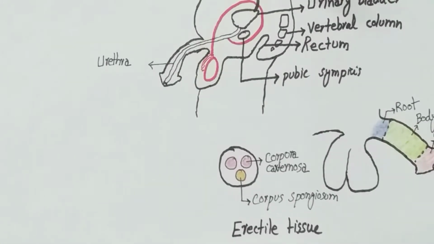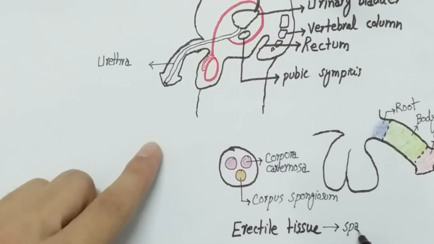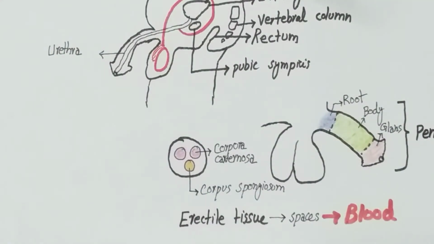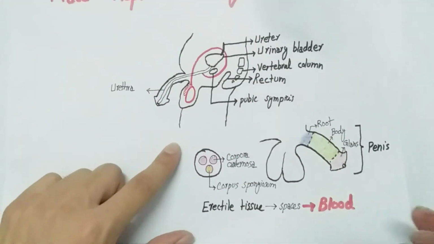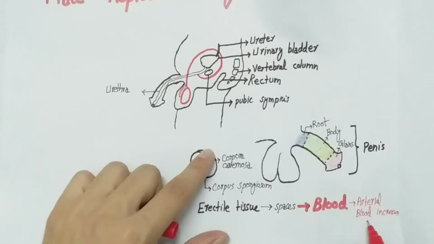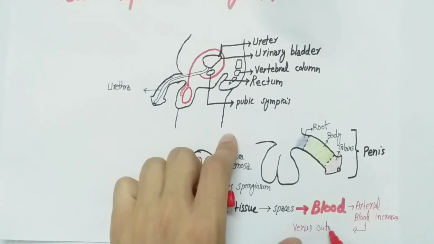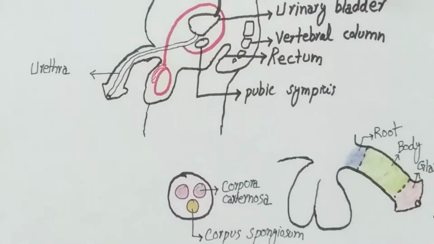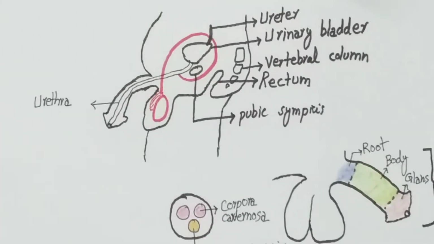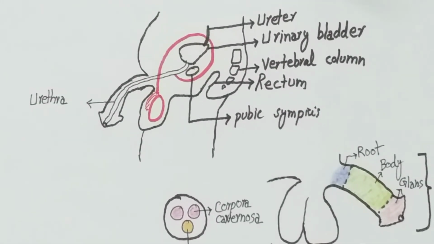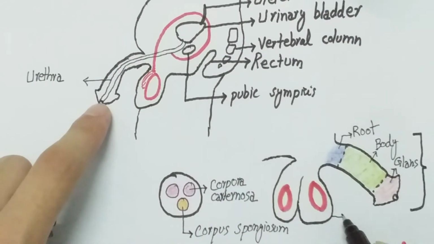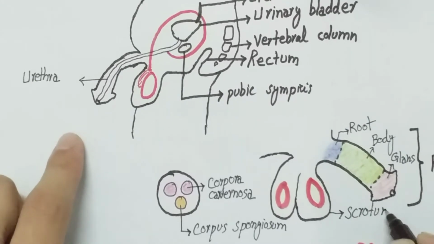Now these are the three erectile tissues, and inside these erectile tissues we have spaces, and these spaces are filled with blood during the erection. There is one very important thing related to the penis. During the erection, the arterial blood increases and the venous outflow decreases, and hence due to this reason the penis gets erect.